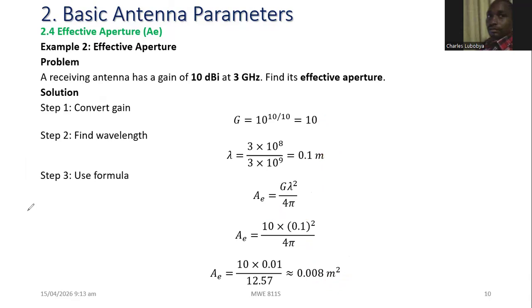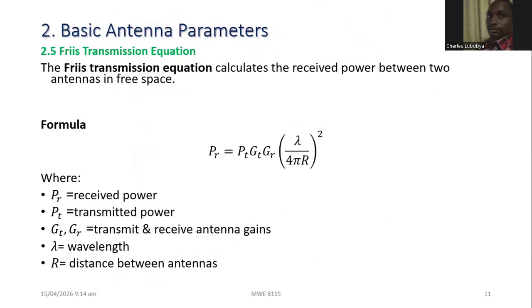Okay, so with that example now, we can look at the next parameter. The next parameter, which is parameter number 5, is essentially known as the Friis transmission equation. I thought I should bring this parameter because it's also very important in antennas. Once you know the received power, you know the transmitted power, you know the gain at the transmitter, GT, you know also the gain at the receiver.